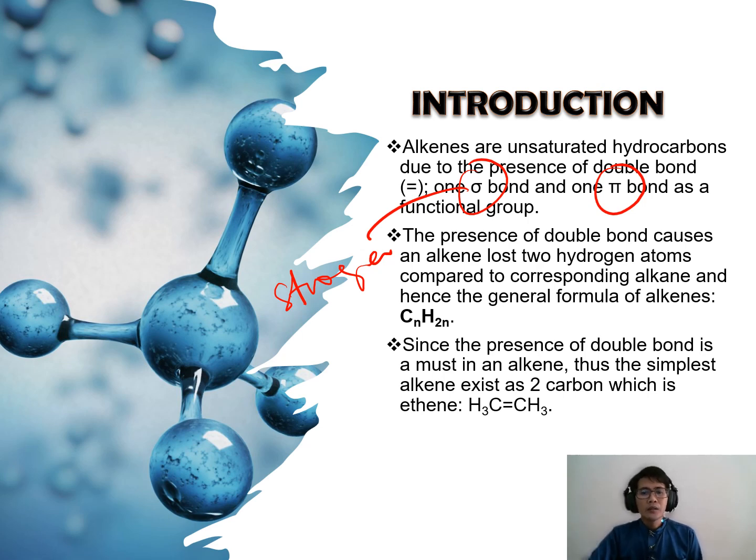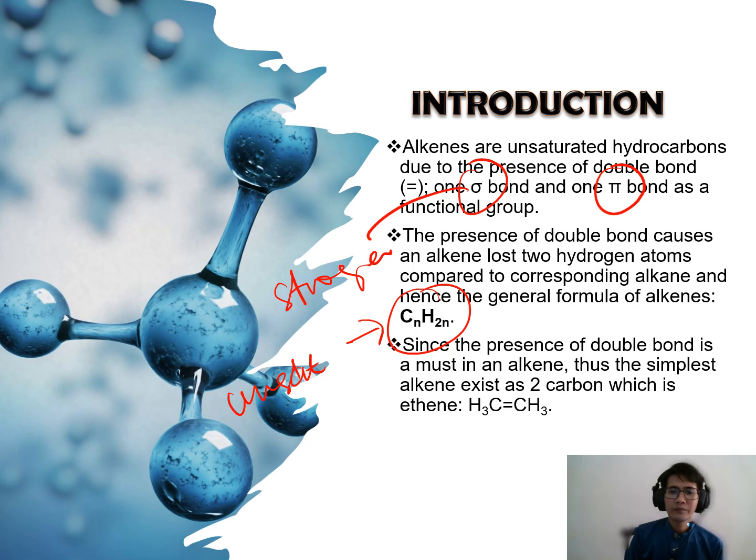undergo reactions, especially the addition reaction. The presence of the double bond causes the alkene to lose two hydrogen atoms compared to the corresponding alkane, and hence the general formula for the alkene is CnH2n. Since it has lost two hydrogen atoms, the alkene is unsaturated. Why do we say it is unsaturated? Because it can gain atoms, or undergo the addition reaction, because it has the double bond.